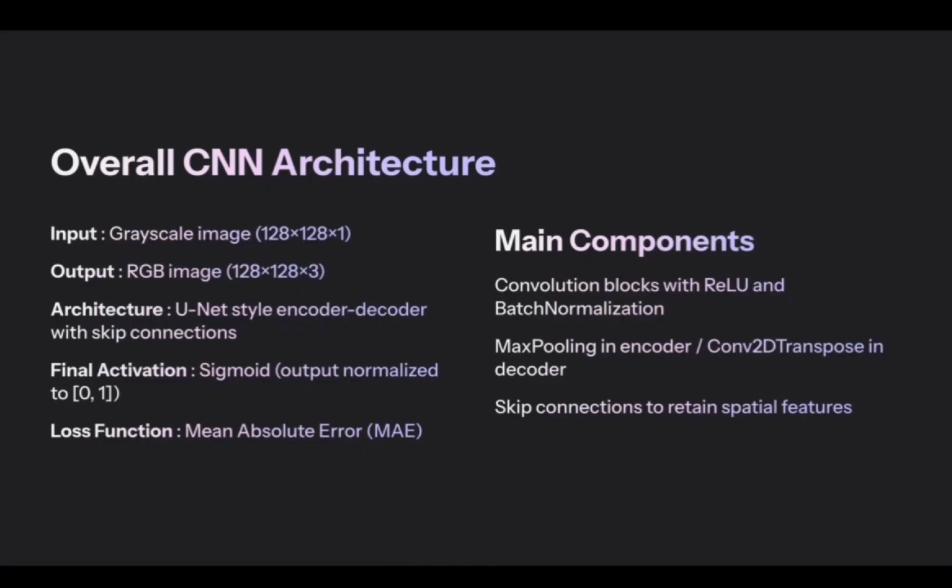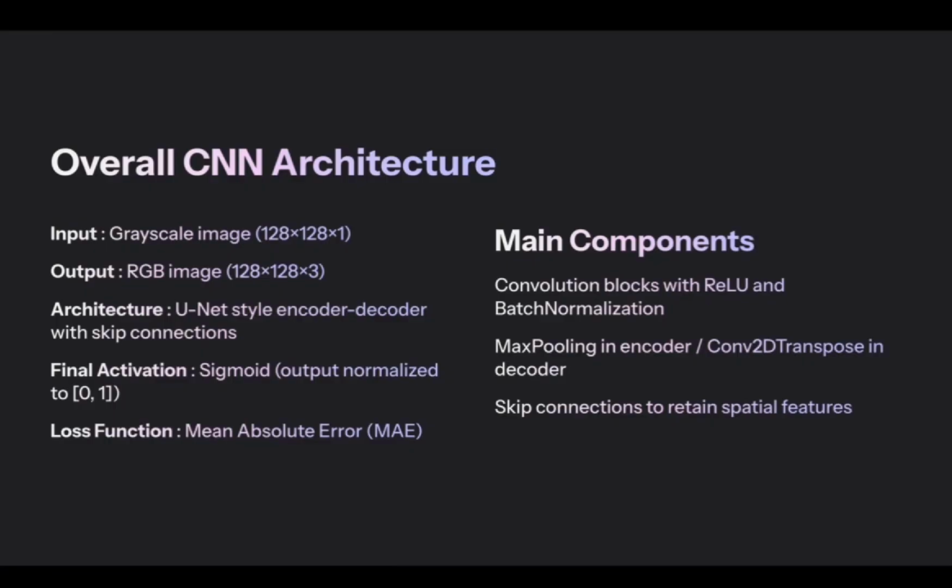Moving on to our overall CNN architecture. As shown on the left, our model takes a 128 by 128 grayscale image as input and produces an RGB color image of the same dimensions. The architecture is a UNet-style encoder-decoder with skip connections, using sigmoid activation and MAE loss function.